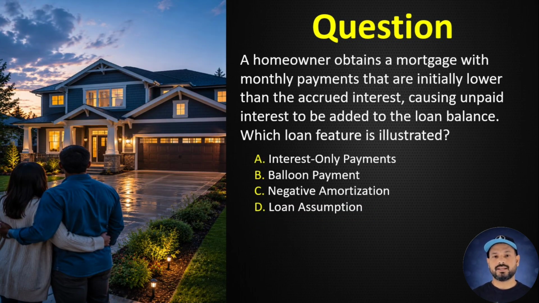Question number 39. A homeowner obtains a mortgage with monthly payments that are initially lower than the accrued interest, causing unpaid interest to be added to the loan balance. Which loan feature is illustrated? A. Interest-only payments. B. Balloon payment. C. Negative amortization. D. Loan assumption. Correct answer, C. Negative amortization. Negative amortization occurs when unpaid interest increases the outstanding loan balance.